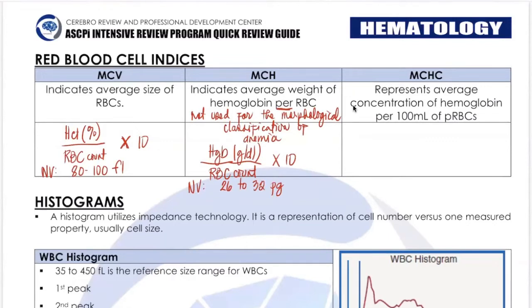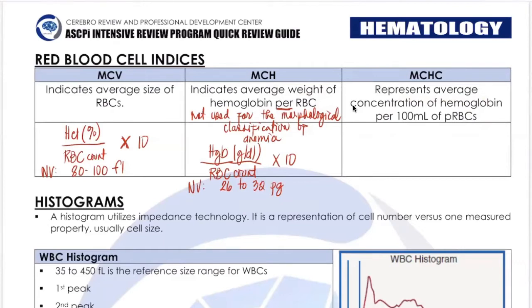And lastly, we have the mean cell hemoglobin concentration, or mean corpuscular hemoglobin concentration. So this one naman represents the average concentration of hemoglobin per 100 ml of packed red blood cell. So yan yung difference ng dalawa. Pag per red blood cell, mean cell hemoglobin. Pag per 100 ml of packed red blood cell, that is the mean corpuscular hemoglobin concentration.